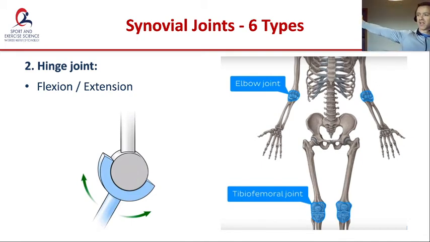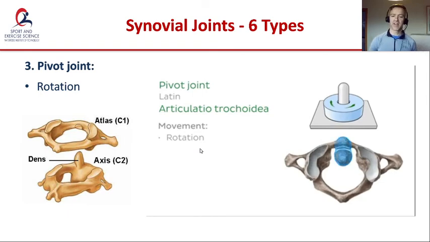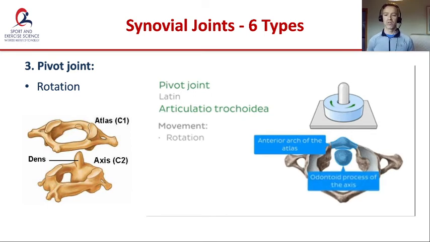So you can see my elbow there. I can flex my elbow, I can extend my elbow. So at that hinge joint, there's two types of movement allowed, flexion and extension. Next, we've got a pivot joint. This is a fairly unique type of joint in the body. There's not too many examples of it. And the pivot joint allows for rotation.